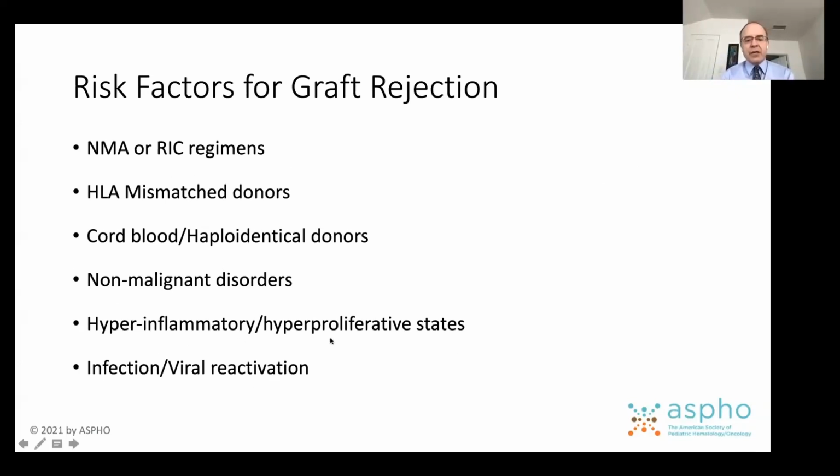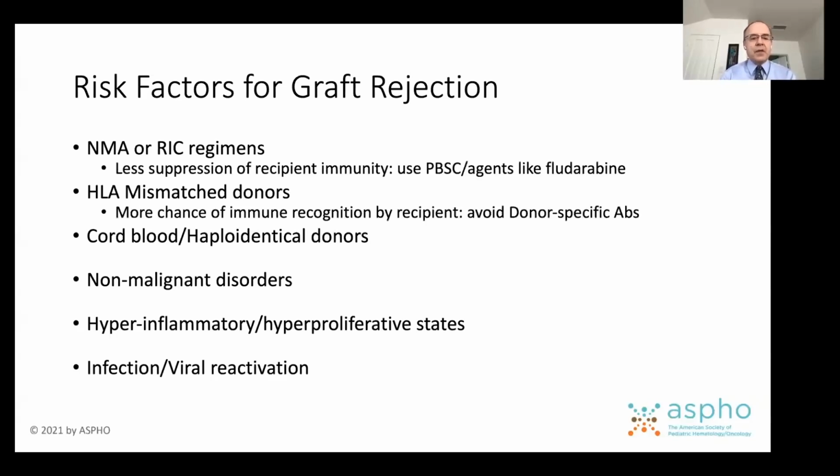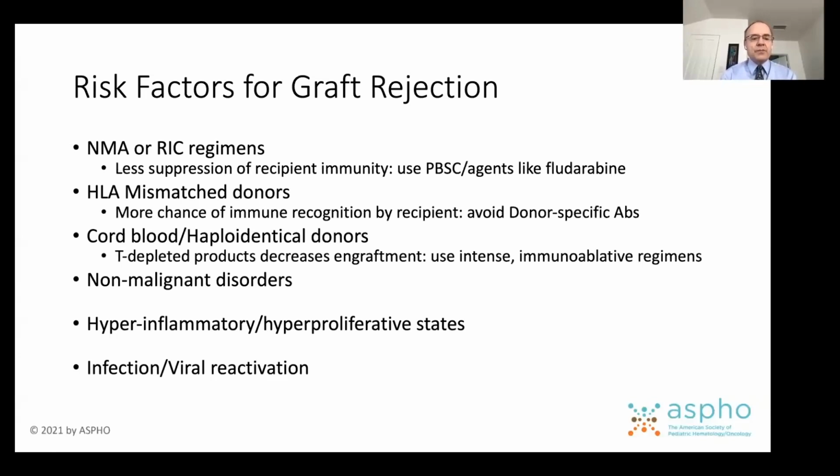Definitely hyperinflammatory or hyperproliferative states such as HLH or thalassemia make it much more difficult to get a graft in, with a higher risk of rejection. And of course, infection or viral reactivation, both of those things increase your risk of graft rejection. So here's ways that we approach it.